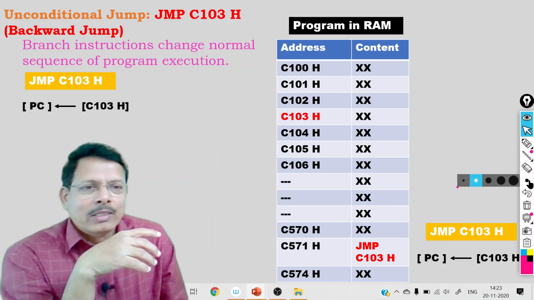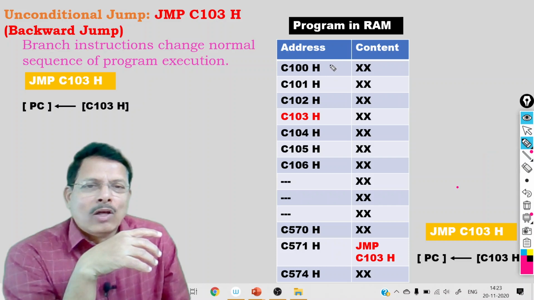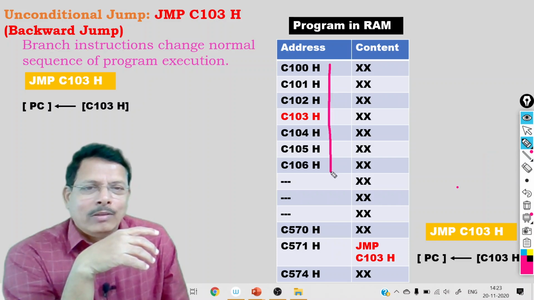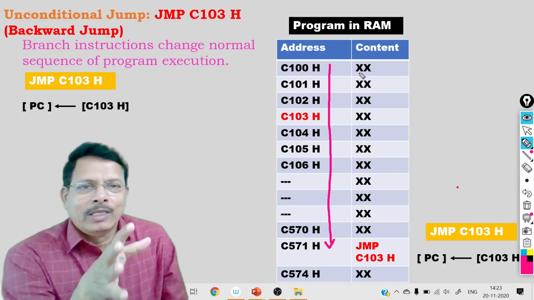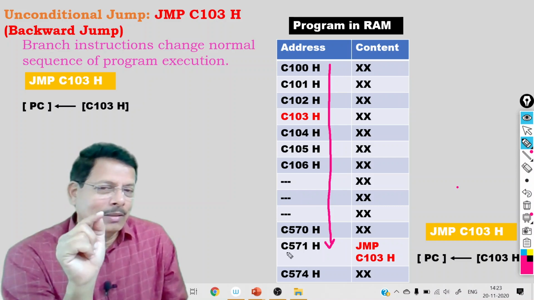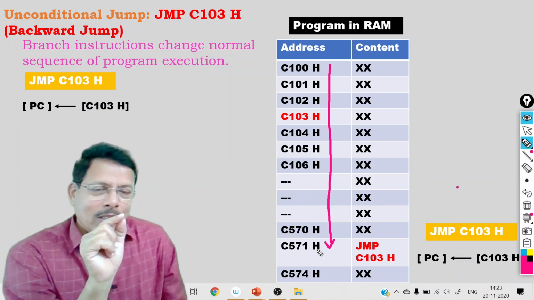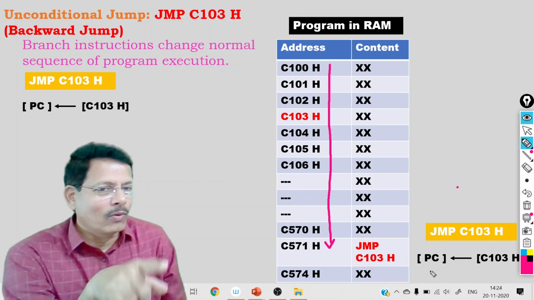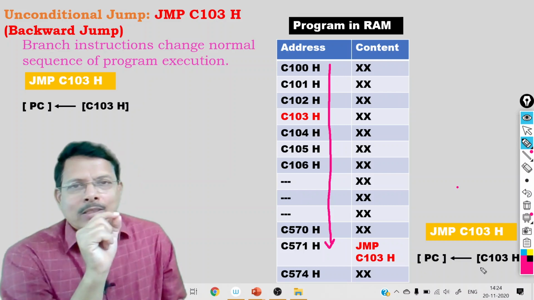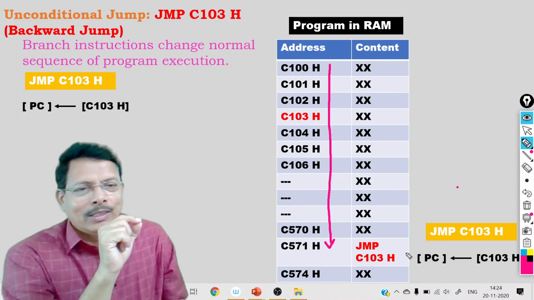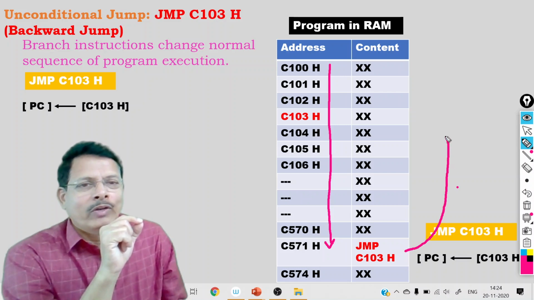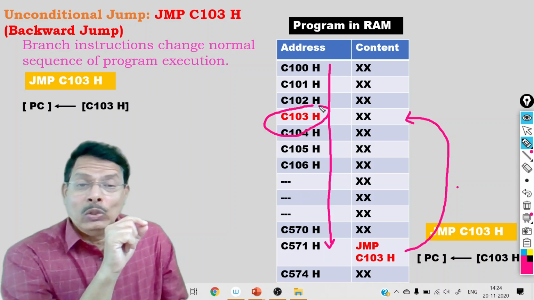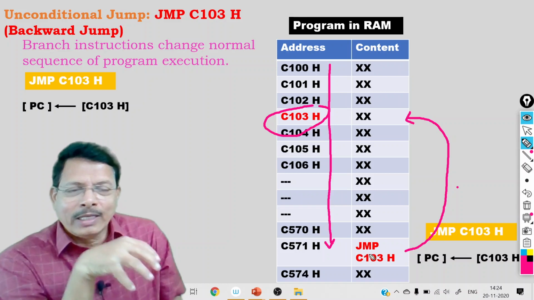Now you see this is a normal program, ordinary instructions, and it will come over there straight away, no problem, because there is no jump instruction here. But at the address C571H, the instruction in the program is jump to C103. Therefore, the program counter will get loaded with C103H, and therefore the next instruction to be executed will be this one. Why this one? Because it has the address of C103, and you can see that it is coming back.